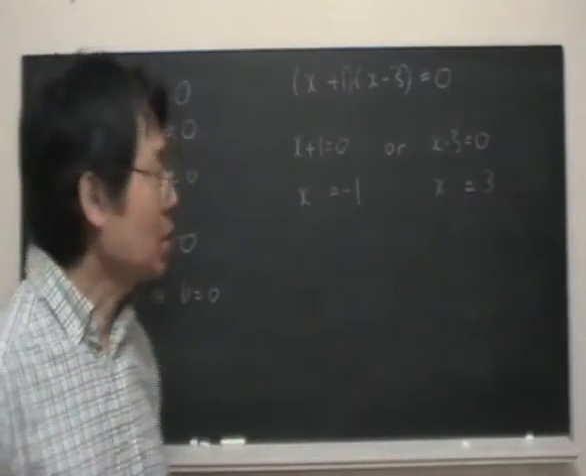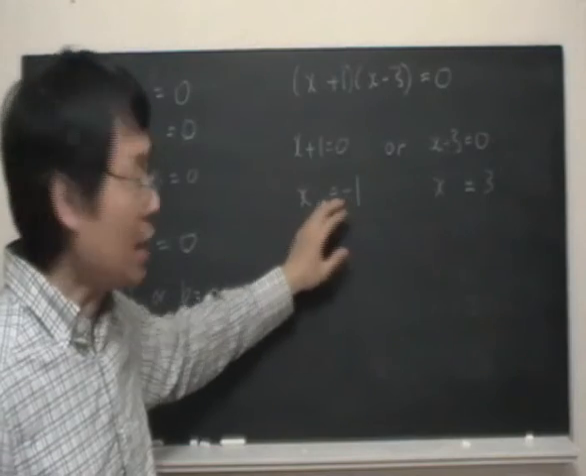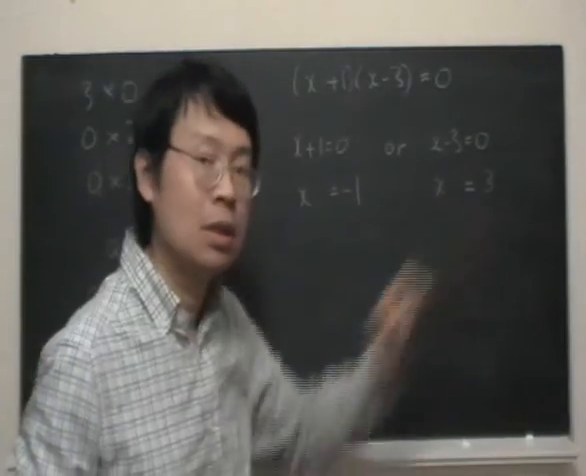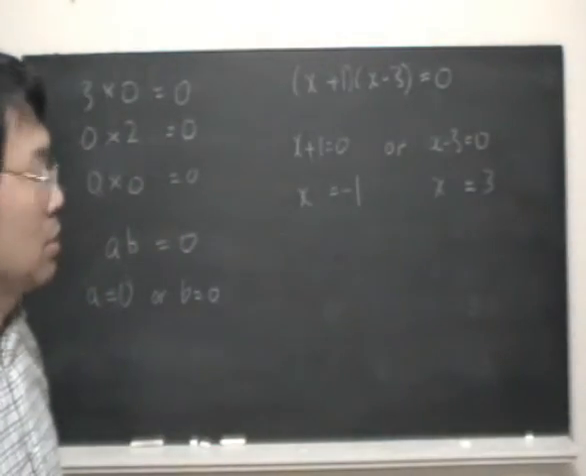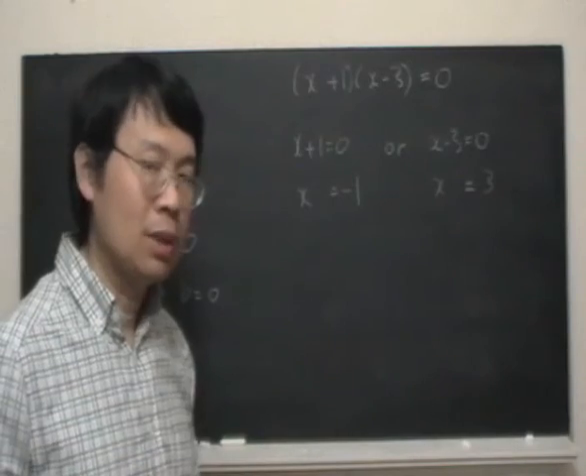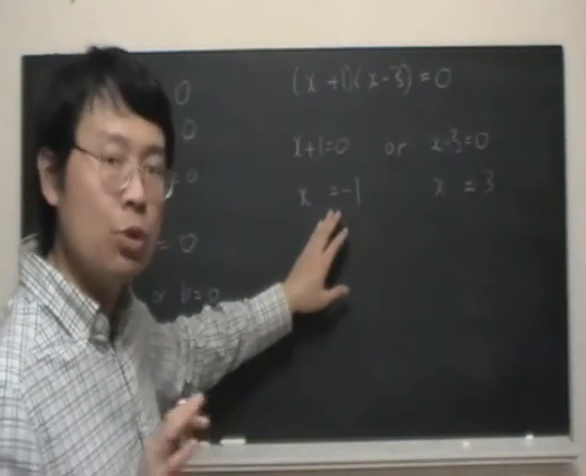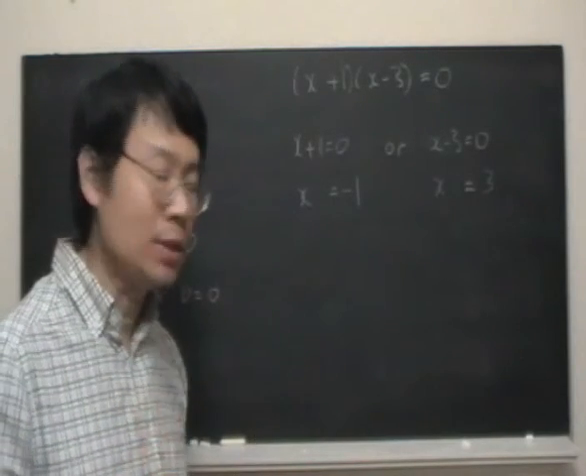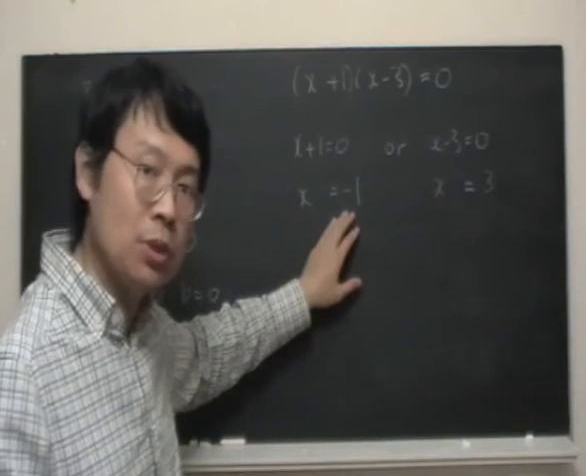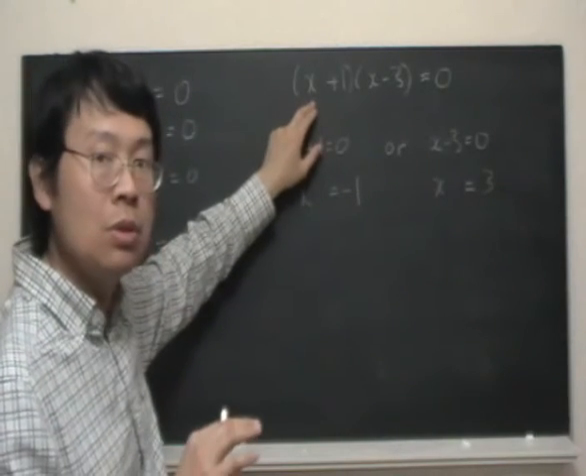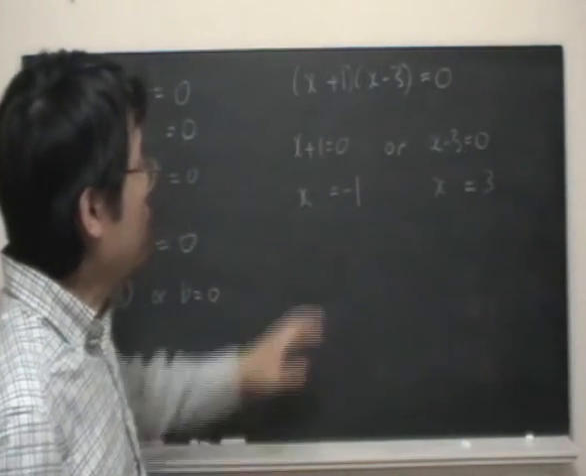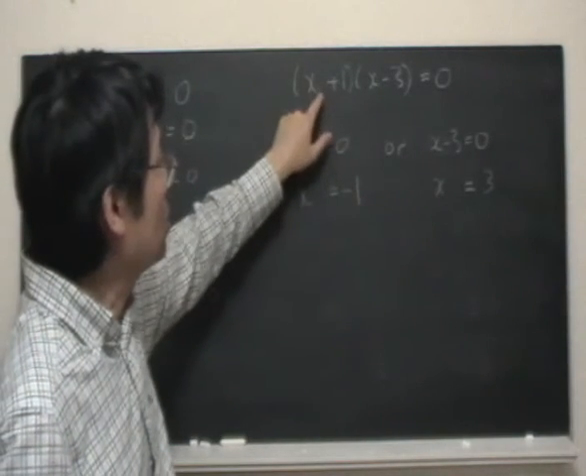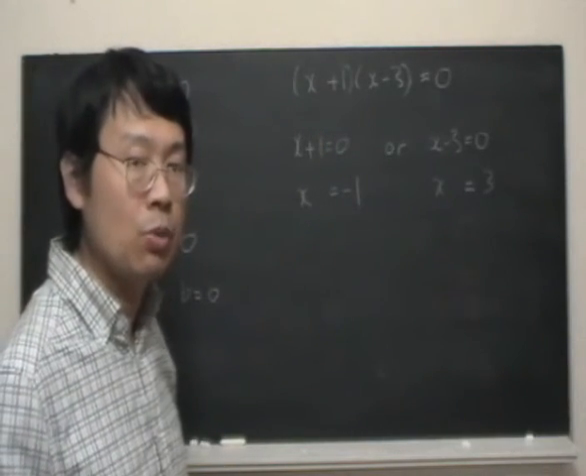I have two answers now. x can be minus 1, or x can be 3. So let's try and make some sense of this. We have two possible answers. We can check that they are the right answers by substituting them back into the original equation. So if I substitute x equals minus 1 into this equation, what do I get?